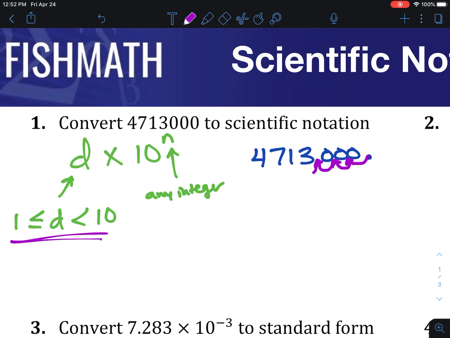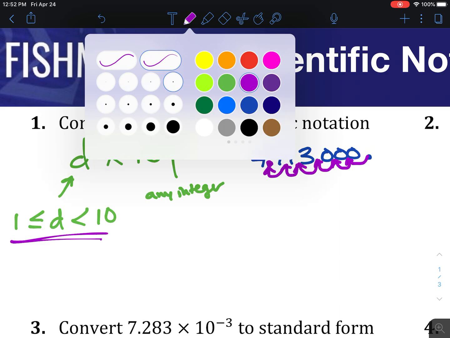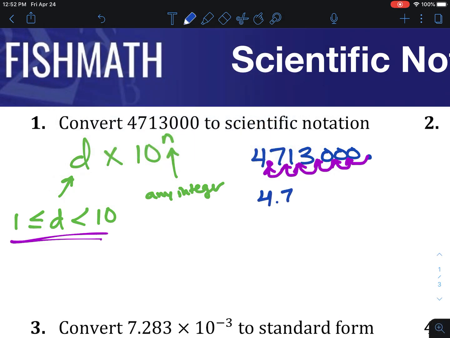Again, still too big. Got to get between 1 and 10. One more time would be 471.3. Still too big. One more time would be 47.13. We're getting there, but that's still too big. That's bigger than 10. We got to go one more time. 4.7 is in between 1 and 10. So our decimal is going to be 4.713. Technically, those zeros are still there. We just don't really need them. Extra zeros on the end are just not necessary.